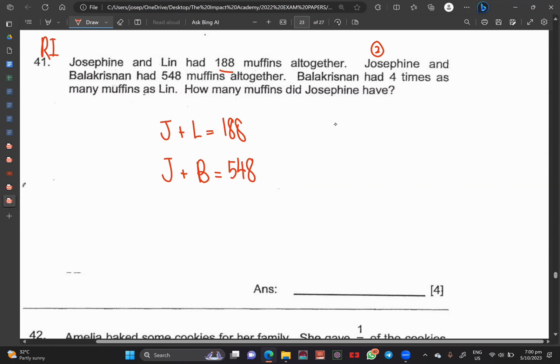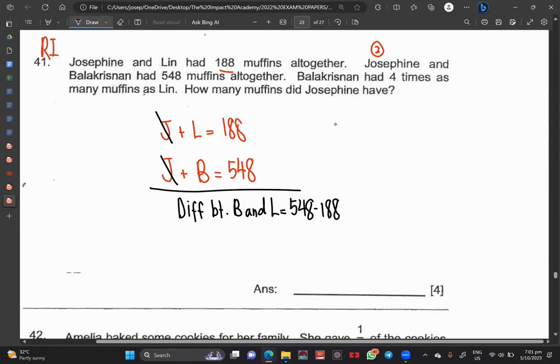What is repeated over here? J. Am I making sense? So we cancel J and J. Does that make sense? Now, when I cancel J and J, then we definitely know that it will be Balakrishnan minus away Lin. Am I making sense here? So that, J and J we must cancel, okay? All right, so the difference between Balakrishnan and L, which is Lin, will be 548 minus 188. Okay, we get 360. Is this something that you can understand? Yes. Now, do you know why I say this is the difference between Balakrishnan and Lin? Because every time I minus, it becomes the difference. Okay, so that's how you would do it.